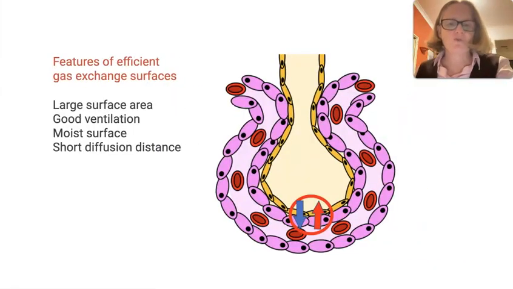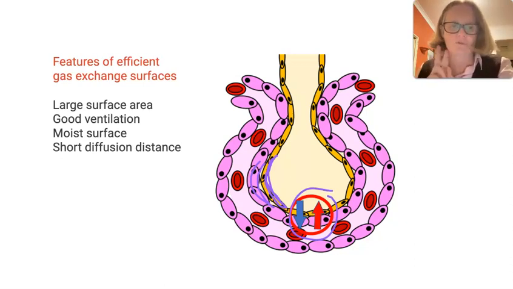We also have a very short diffusion distance. So if you have a look here, you can see that there is one cell that's lining the alveoli. So that's the edge of our alveoli is actually only one cell thick, and the edge of this capillary here is also one cell thick. So in order to diffuse gases from the outside air into our blood, we actually only have to go through two cells. So 2 cells thick. That's a very short distance. It's in the micrometers distance, so that's going to promote efficient gas exchange.